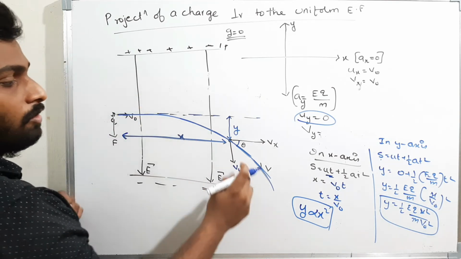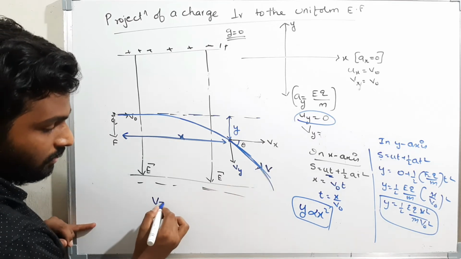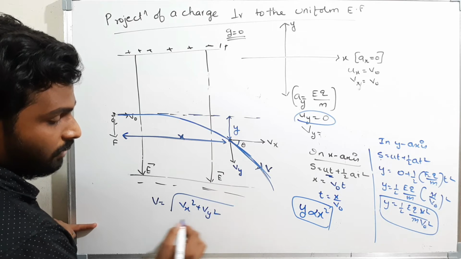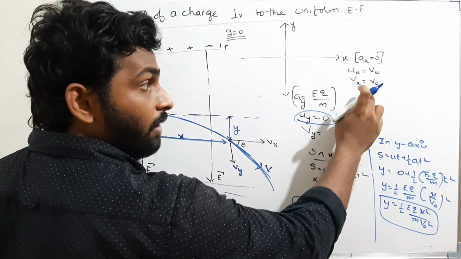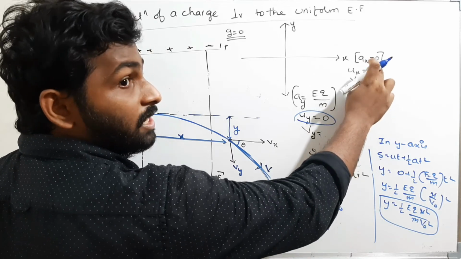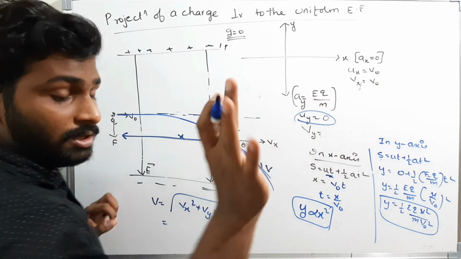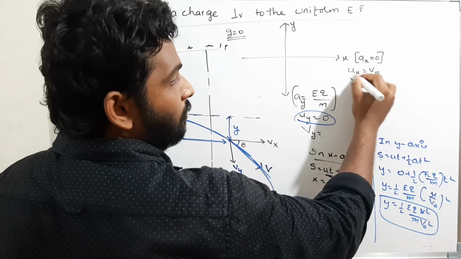Okay. Now, what is the resultant velocity V? The resultant velocity V is nothing but the square root of Vx square plus Vy square. Now, what is Vx? Initially, the velocity along the x-axis is v0. Finally, the velocity is v0 because the acceleration is 0. If there is no acceleration, then velocity won't change. Therefore Vx is v0. Okay, well and good.